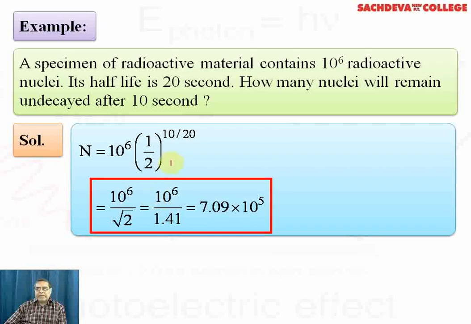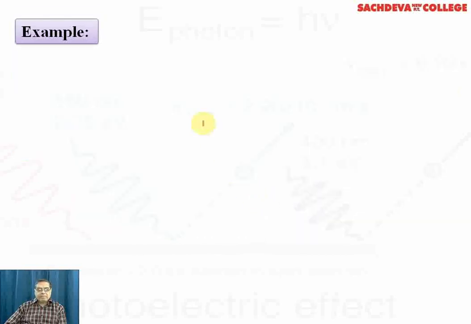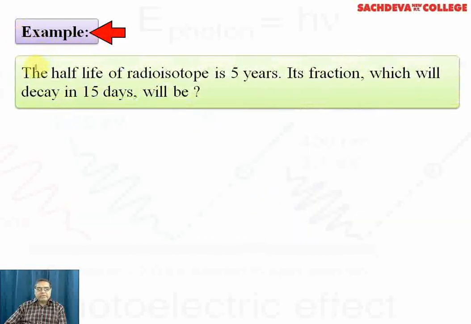Root 2 can be taken as 1.41. So 10 to the power 6 is divided by 1.41, and the amount comes to be 7.09 into 10 to the power 5. Now we come to the next example.